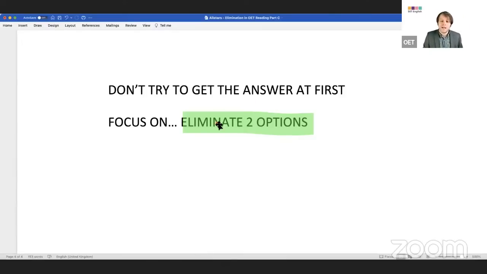Okay, but the key point, guys, is eliminate 2, and then you will be okay.